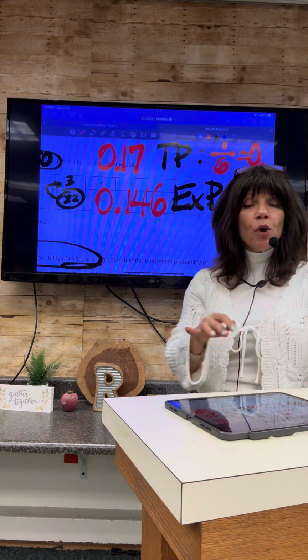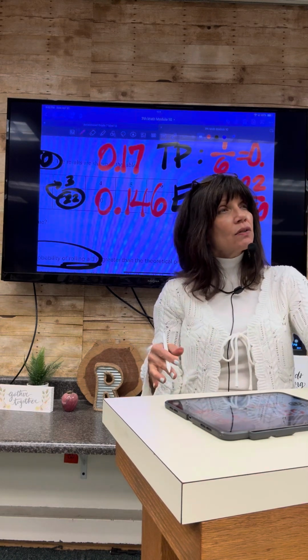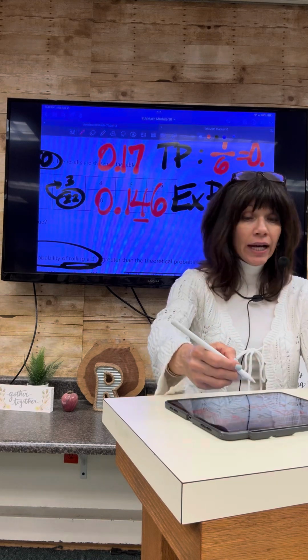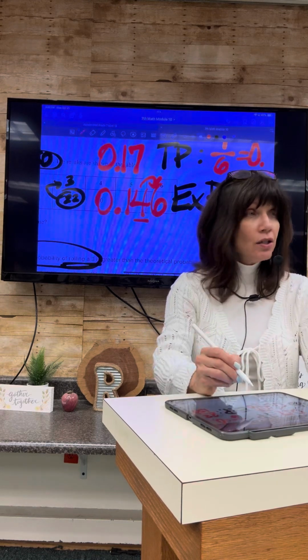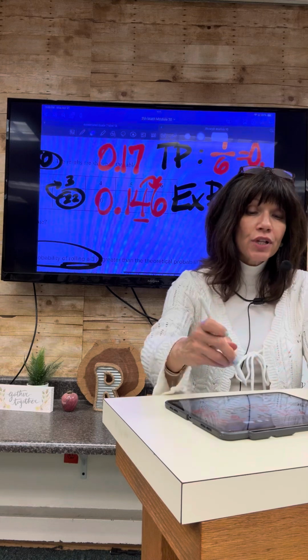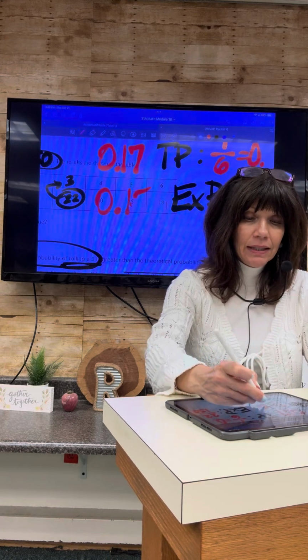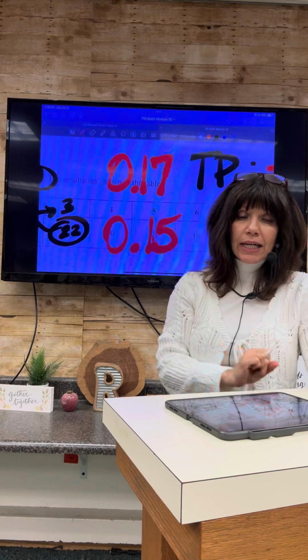Does yours say 0.14666? Okay. Do you know how to round it to the nearest hundredths? Okay. Can you tell me what it will be? Good. Okay, so 0.1. You got it. Excellent. Now I want you both looking at them.